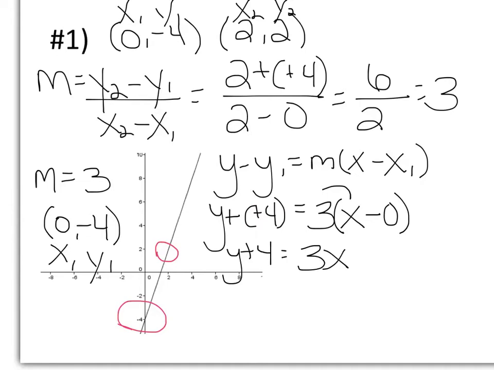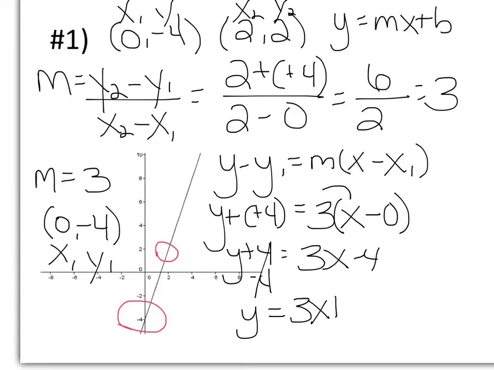Now this problem, they asked for it in slope-intercept form, so I need it to be in y equals mx plus b. So I need to isolate my y. I'm going to subtract 4 from both sides, and you get y equals 3x minus 4. And that is your answer.